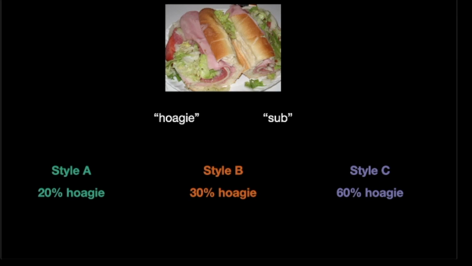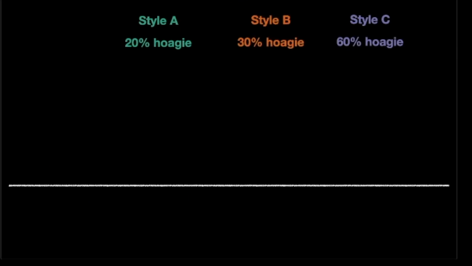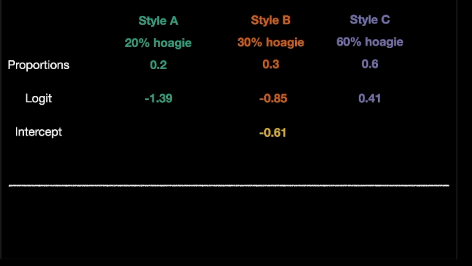How will these numbers wind up looking in a Varbrul analysis? Well, step one is to convert these percentages into proportions. This is almost just a notational difference. You just divide by 100. Then, we convert these proportions into logits using the logistic transform. Since we're using sum coding, we estimate the intercept by taking the average of these three values. This is the overall average rate at which people say hoagie in the logit space. Then, we estimate how different each speech style is from the overall average.